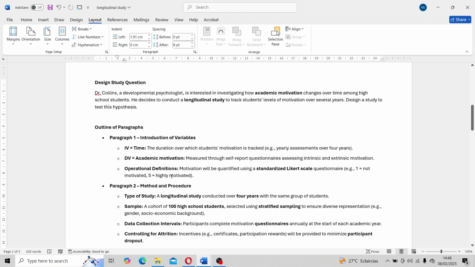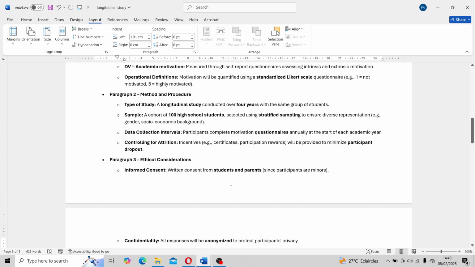Now, operational definition. Motivation will be quantified using a standardized Likert scale questionnaire, e.g., 1 not motivated and 5 highly motivated. So you're going to use a questionnaire like this. You don't have to describe the questionnaire. I mean, you don't have to list question one, question two, question three. No, you just give an overview that the questionnaire you're going to use is going to measure this, and this is the kind of scale you're going to have.